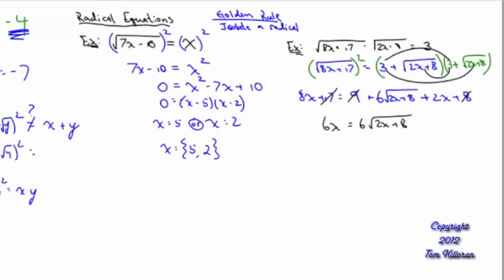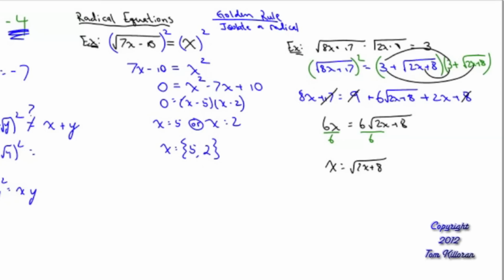The golden rule still kicks in. You gotta get rid of the 6. Even if this number does not go into that number, I highly suggest you move it over one way or the other. Divide both sides by 6. And you get x is equal to the square root of 2x plus 8.